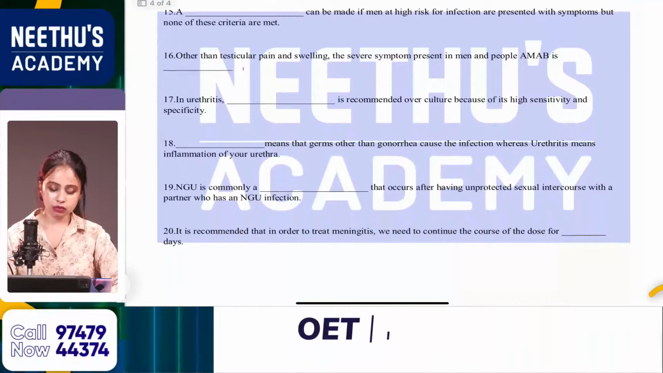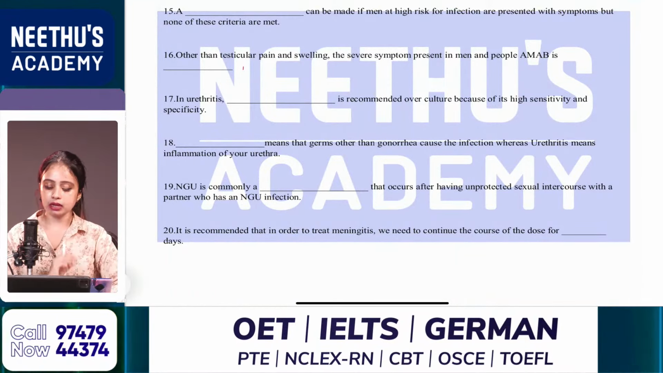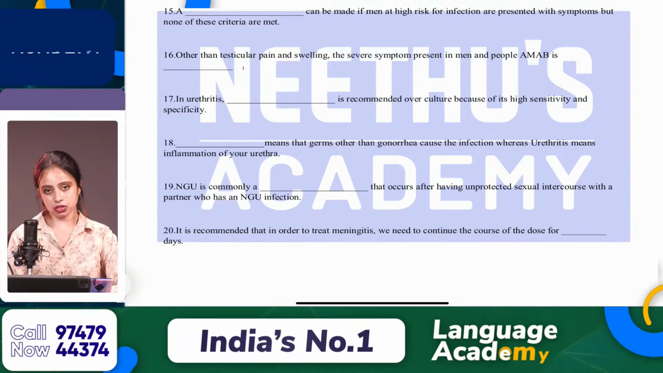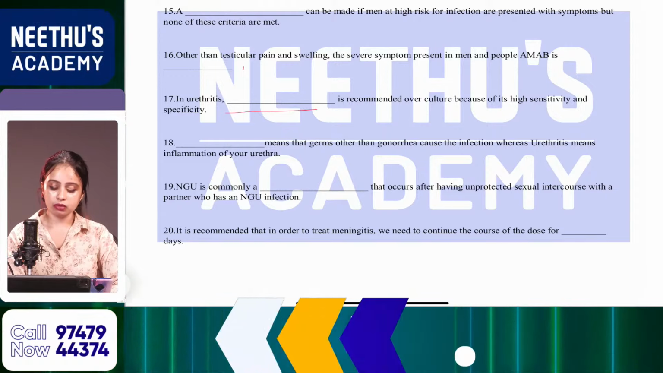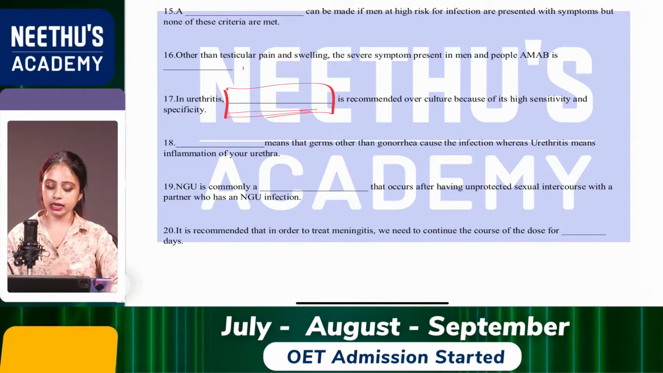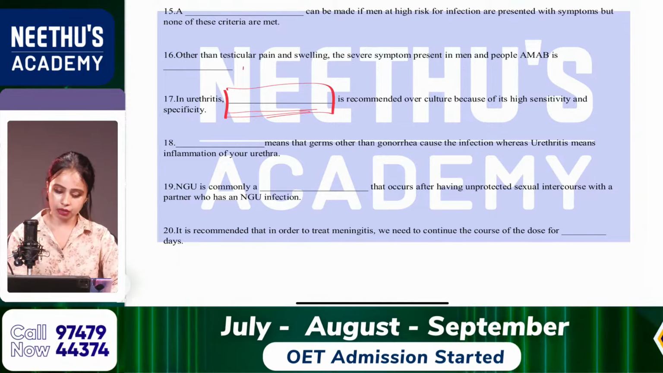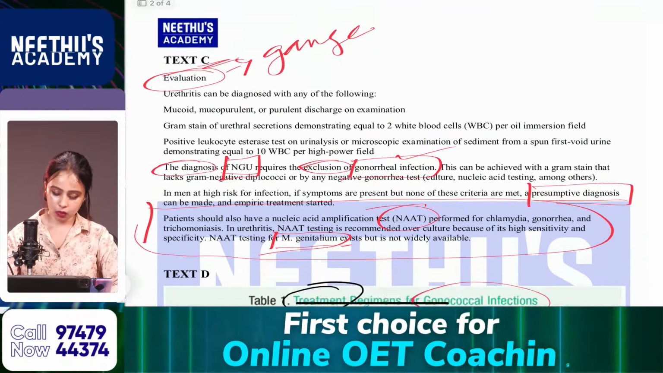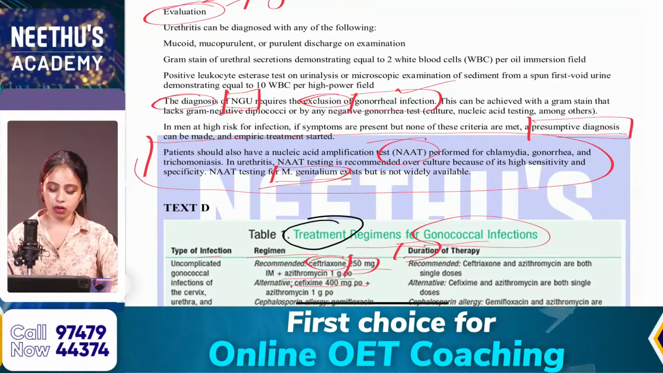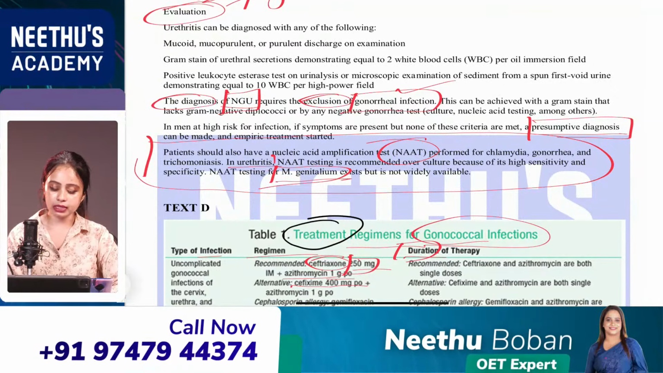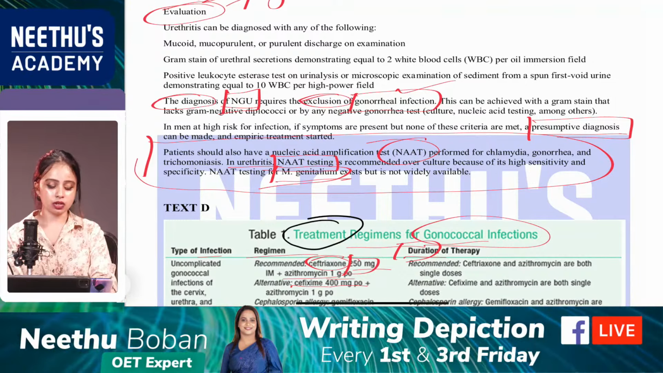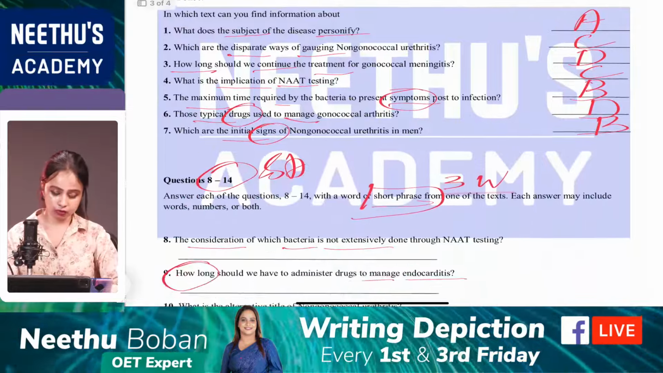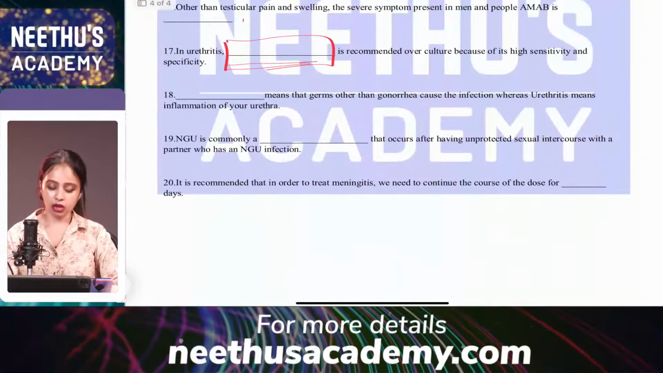Then 17. In urethritis, dash is recommended over culture because of its high sensitivity and specificity. What about the 17th one? In urethritis, what is recommended? NAAT testing. Yes, so NAAT testing is recommended. Very good.